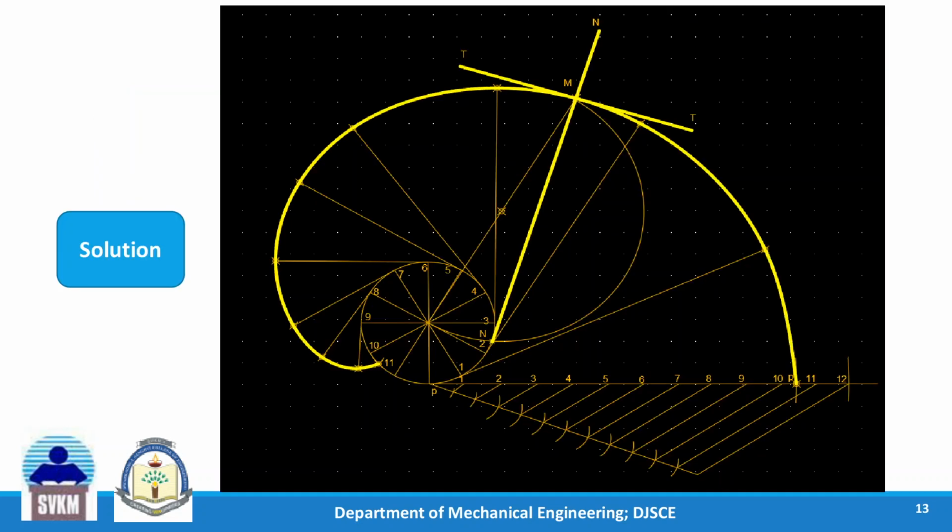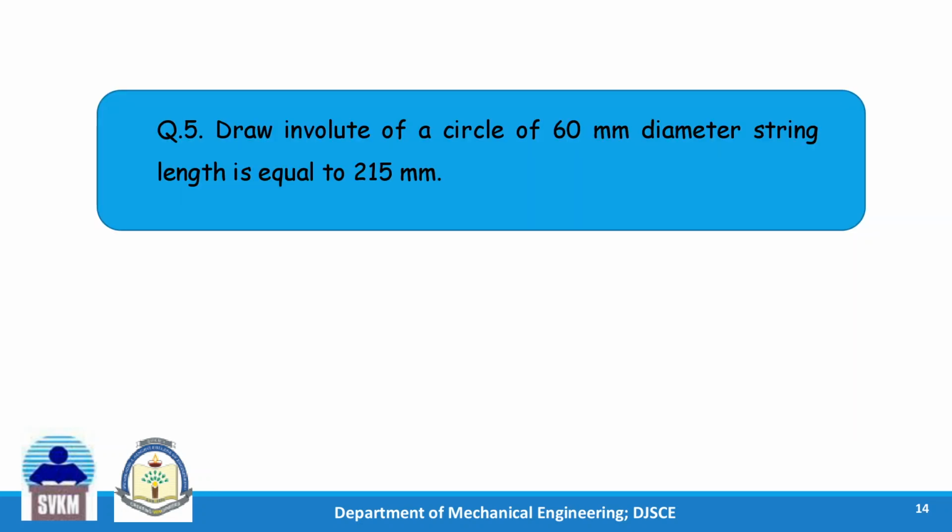So this solution we have plotted on this slide now. Now one more case we will take wherein the length of the string is more than that of the circumference. And in that case, what will happen? Let us see that and then we will end our discussion there.